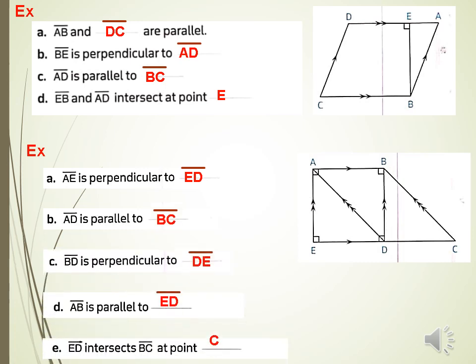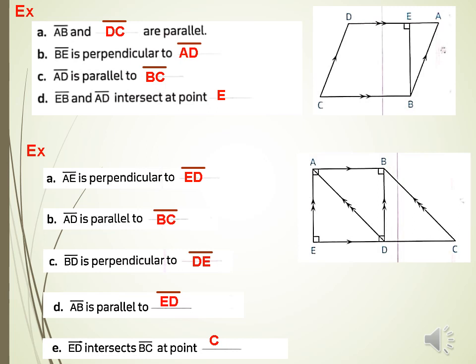Example, in the opposite figure, letter A, line segment AB is parallel to what? The parallel lines have no intersection points. So line segment AB is parallel to line segment BC.